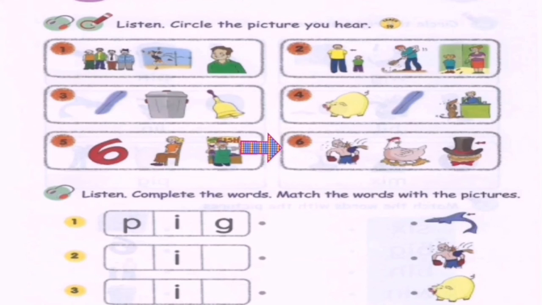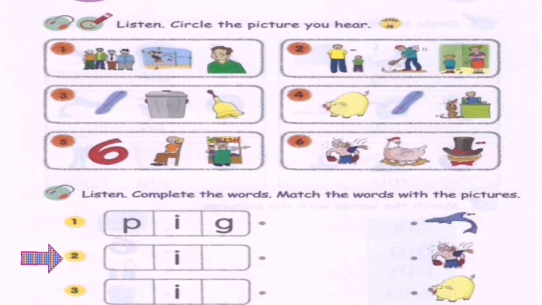For our next activity, you are going to listen again and complete the words and then match the words with the right pictures. Number one, the word there is pig. P-I-G, pig. Now, can you draw a line from the word pig to the picture?